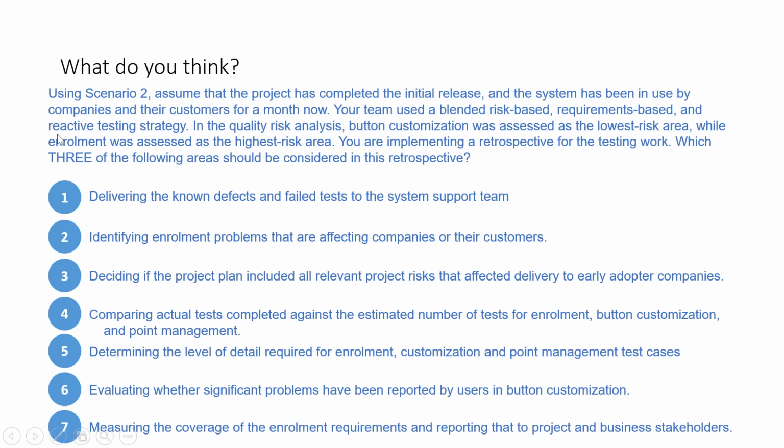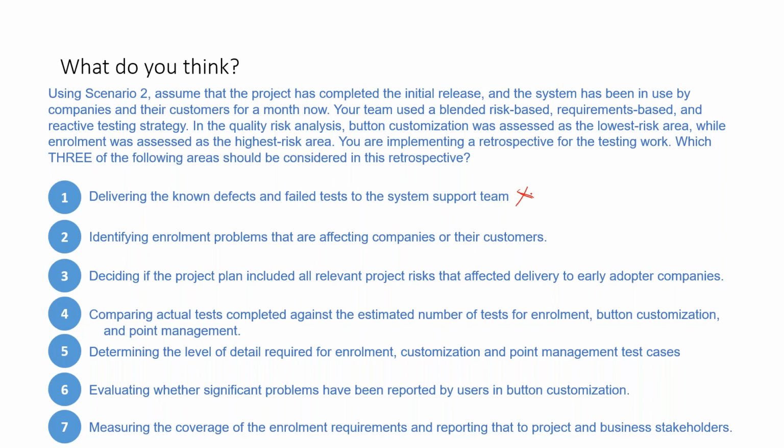So again, which 3? Out of these 7, 3 are correct. The first one, delivering the known defects and failed tests to the system support team. Is it an issue for your retrospective, delivering the known defects and failed tests to the support team? Yes or no? No, this is basically a test closure activity, actually delivering things back to support, maintenance, whoever. So this cannot be a good answer, definitely.